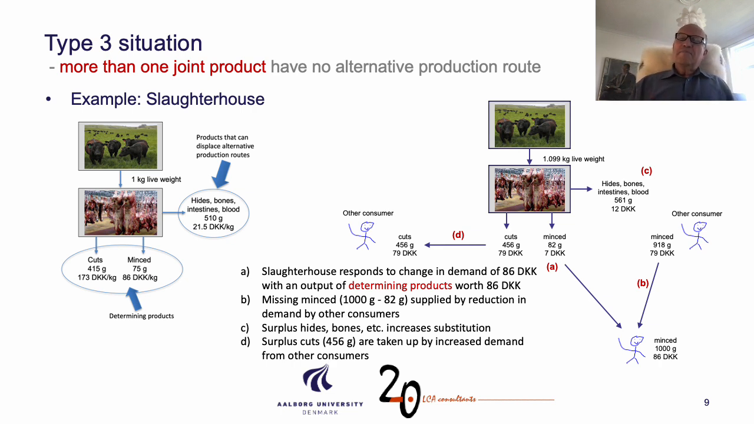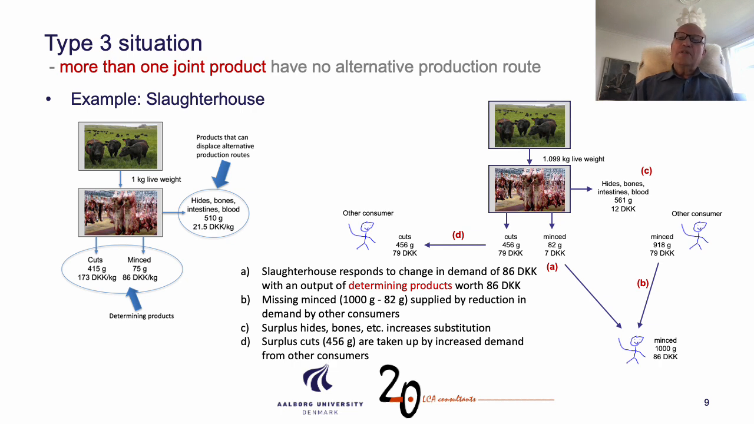And in the end, the consumers that give up their minced meat and the consumers that increase their demand for cuts equal out. Both of those will have a value of 79 Danish kroners, and the amounts you can see here: 456 grams of cuts are increased consumption and a decreased consumption of 980 grams. Now the whole system balances both in terms of money and kilograms.